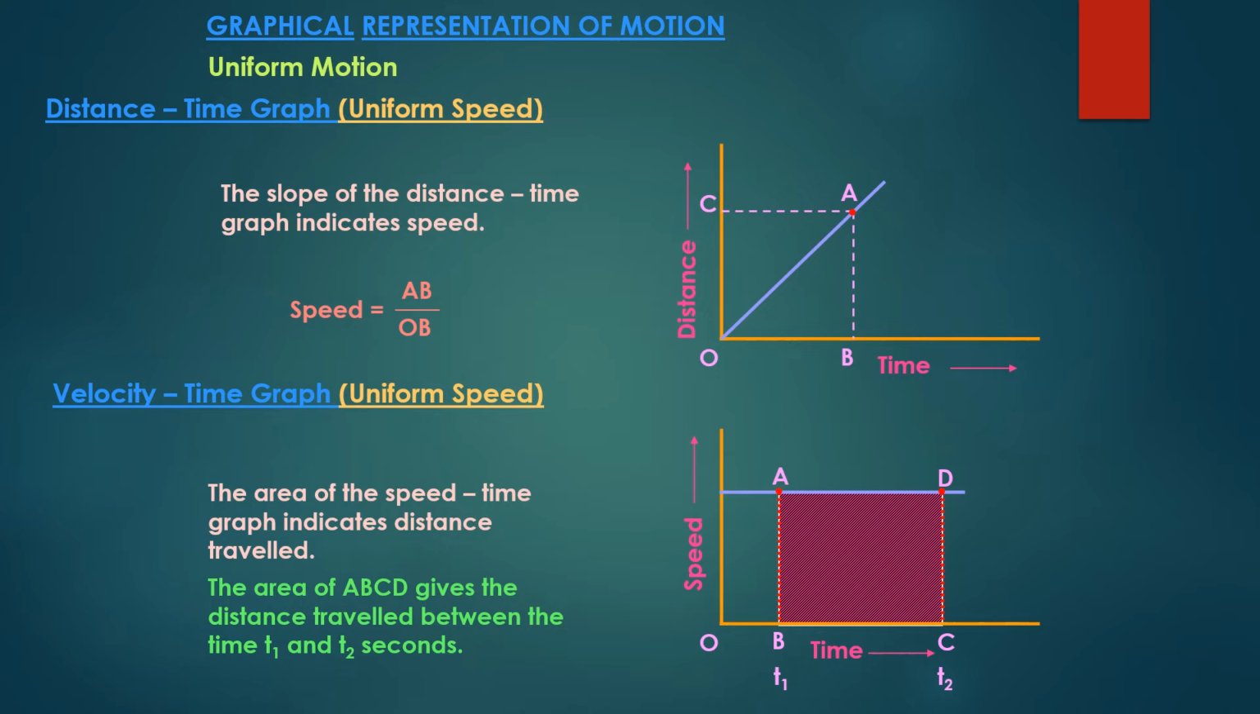Here it is, the area covered is a square, ADCB between time t1 and t2. The area covered under the graph gives you the distance travelled between time t1 and t2.